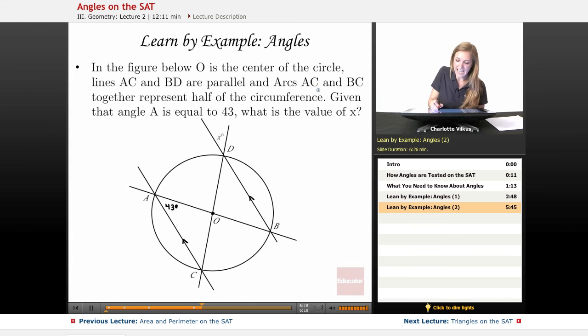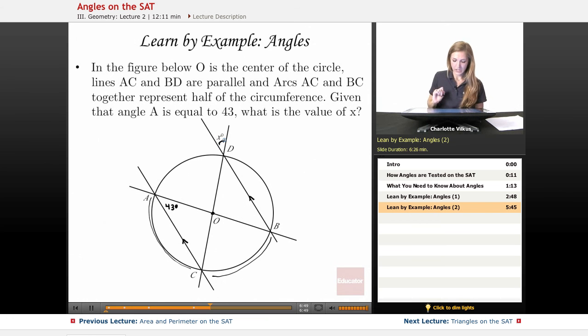We have the arcs AC, so this arc and this arc, so BC, together represent half of the circumference. So that makes sense. I've got a diameter going right through, and that's going to be half of the circumference. Then given the angle A is equal to 43 degrees, what is the value of X?